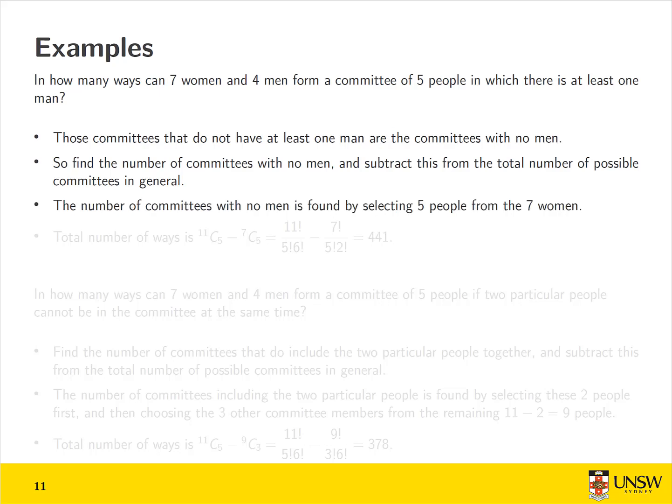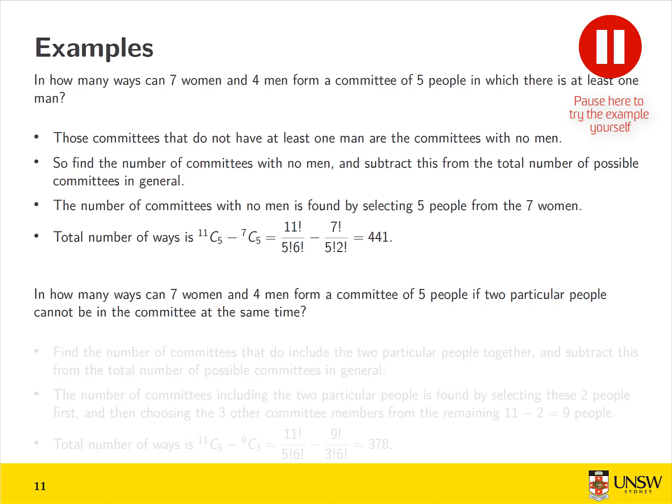Here, the number of committees with no men is the number of committees with only women, found by selecting 5 people from the group of 7 women, or 7C5. The total number of all possible committees is just 11C5, so our answer to the total number of committees with at least 1 man is found by subtracting 7C5 from 11C5, which gives 441.